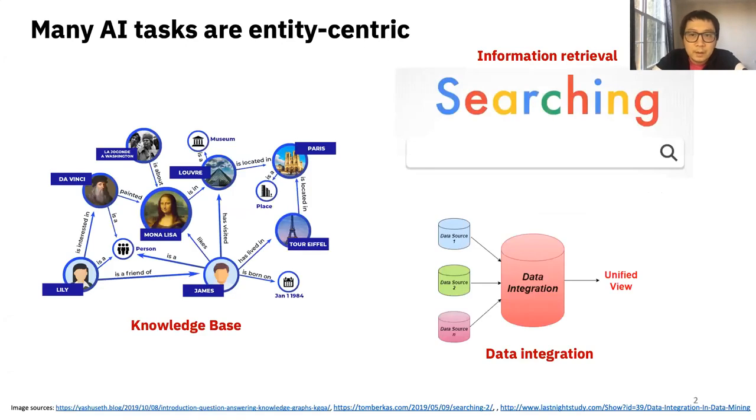Okay, so entities are essential to many AI tasks. For example, a knowledge base is basically a giant graph describing the different relationships between different entities. Entities are also highly used in information retrieval. Based on Google's statistics in 2016, most of the search queries sent to the Google search engine are basically entity names. And entities are also highly used in data integration, which aims to provide a unified view of entities coming from different data sources.